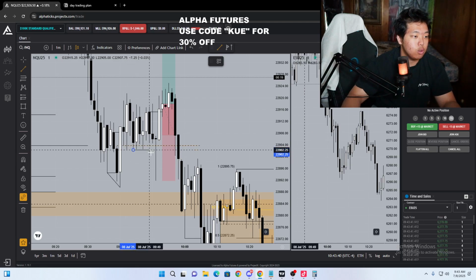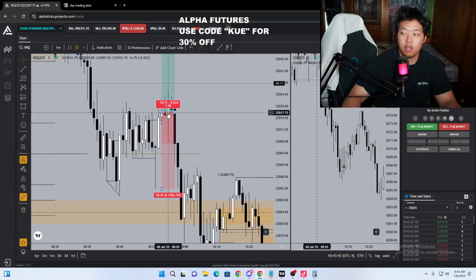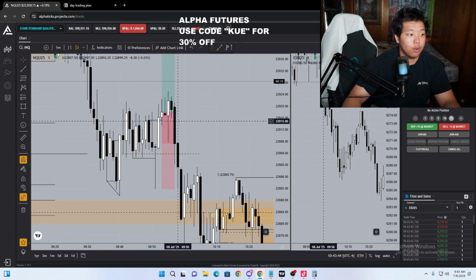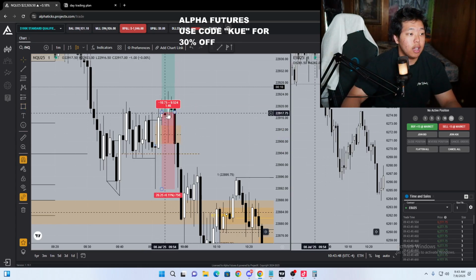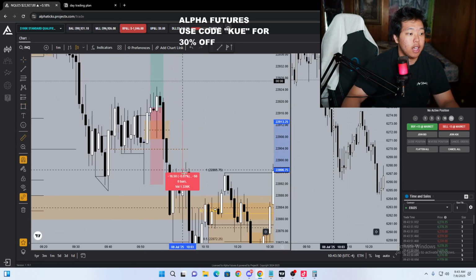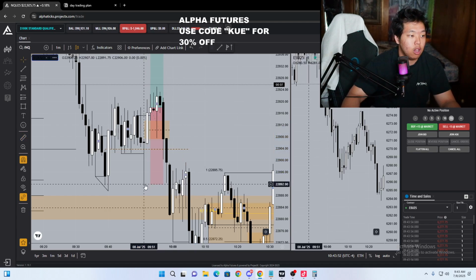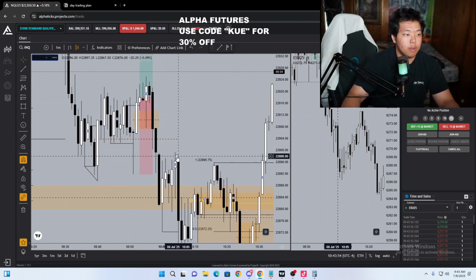So we come down, sweep liquidity, and then boom, we get a change of state of delivery, plus a fair value gap here also. And then I ended up entering, and then I added more at this fair value gap, and my stops were at this rejection block low, and then yeah, we get stopped out.